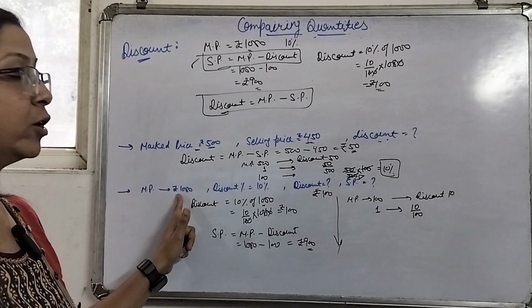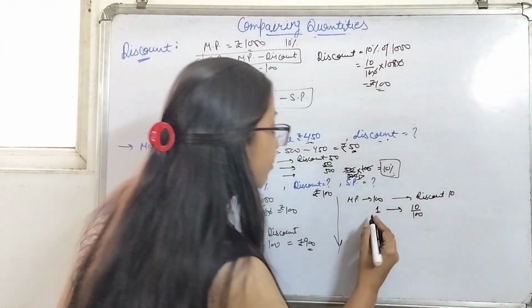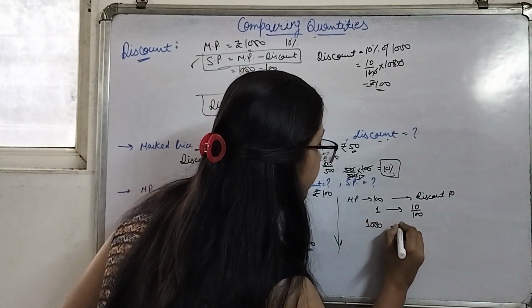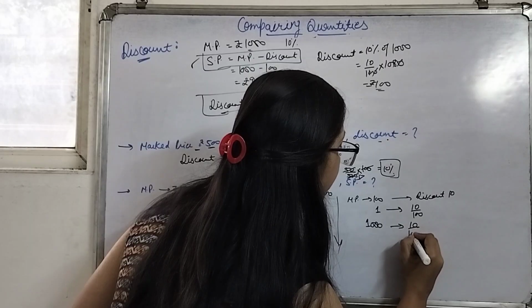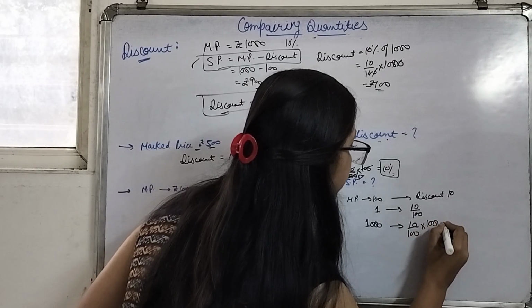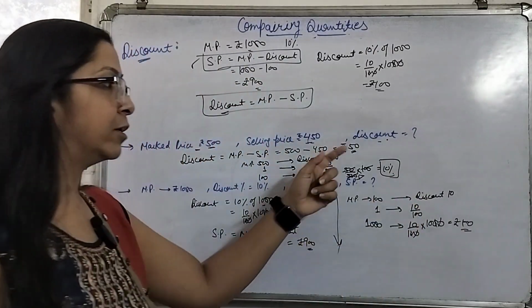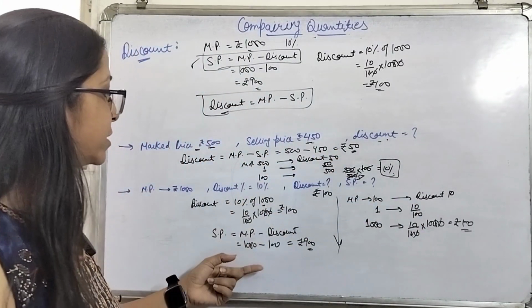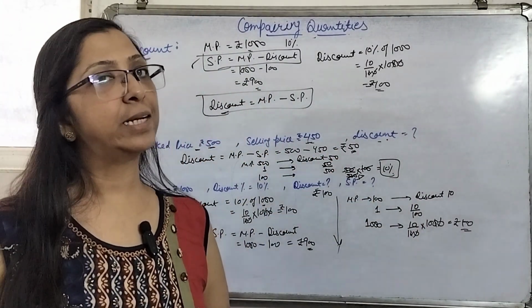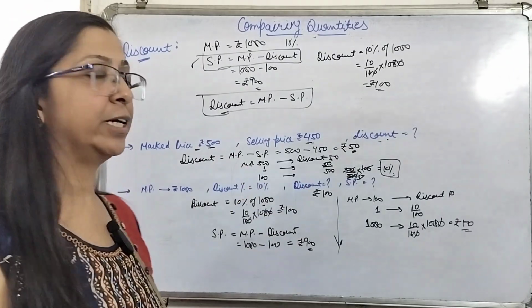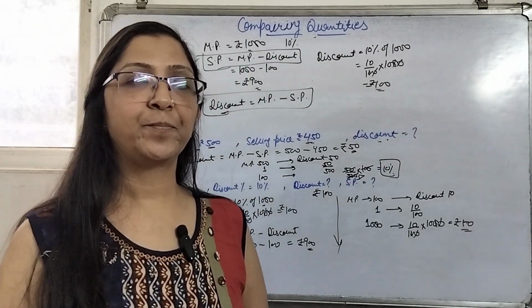Now marked price is your 1000 rupees. So if marked price is 1000 rupees, discount will be 10 upon 100 multiplied by 1000. That is your 100 rupees. So by unitary method, we can solve it like this, and by percentage method, we can solve these questions like this. Any of the methods we can use as per our convenience.